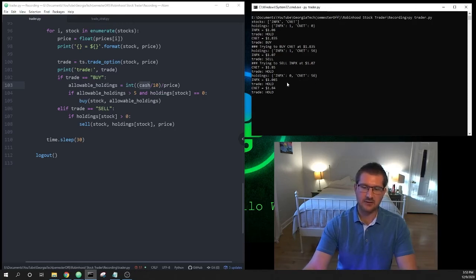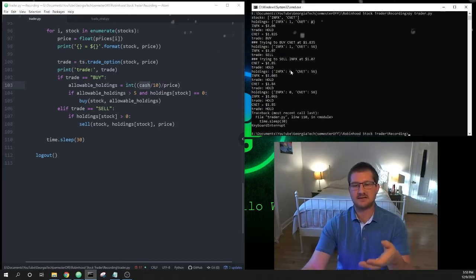And now we're getting 2 hold commands on the 2 prices. And it looks like it made a smart move on this INPX because it sold it at 107 and now it's just down half a penny. And we're getting 2 more hold commands. So now I'm going to end the program.